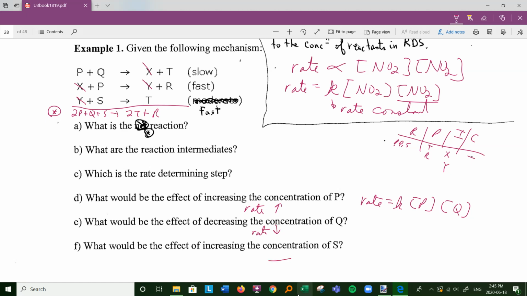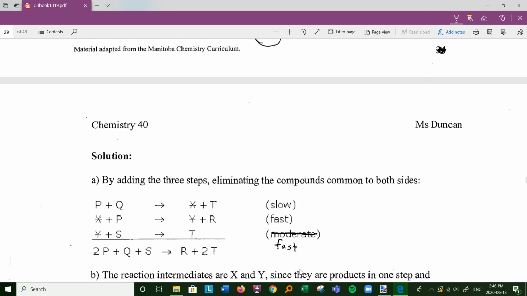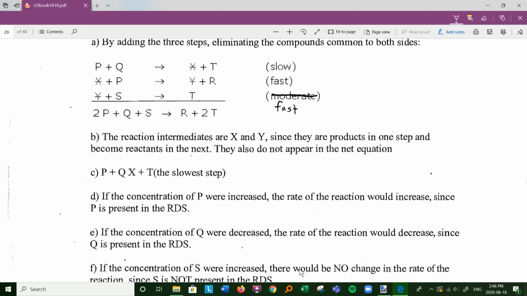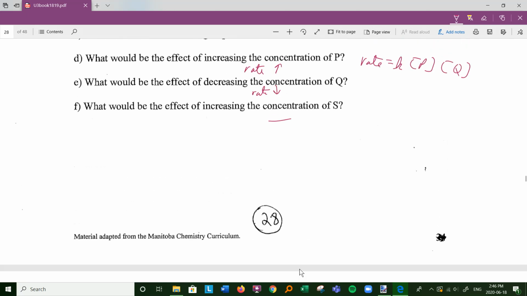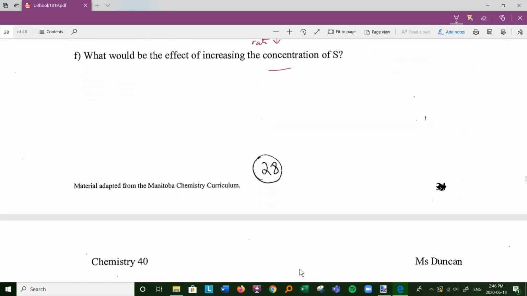What would be the effect of increasing the concentration of S? Well, S isn't in the rate determining step, so it's not going to affect the rate directly. I mean, you could start looking at all sorts of little sidebars and things like that, but to our first approximation here, it does not affect the rate. Oh, there's my answers there. What did it say? P plus Q, X plus T. What was our answer for C? Rate determining step. It's P plus Q goes to X plus T, right?